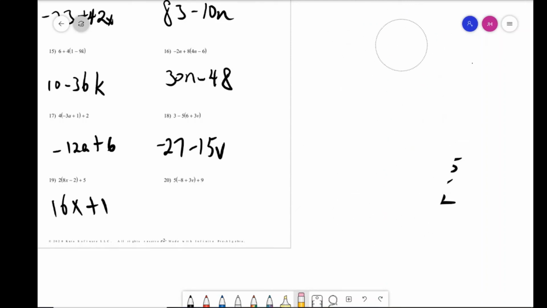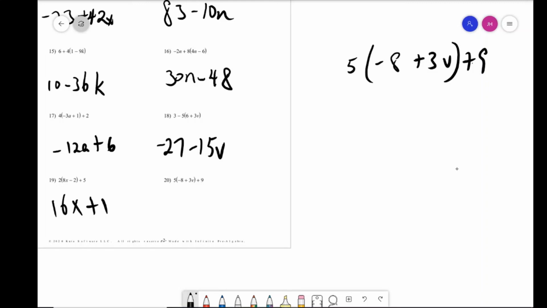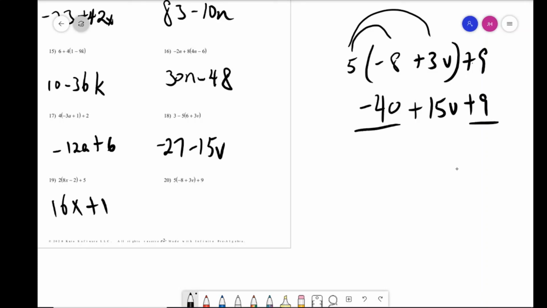Okay, here we come, the last one. There is 5 parentheses negative 8 plus 3v plus 9. Okay, so 5 times negative 8, that is negative 40. 5 times positive 3v gives you positive 15v plus 9. Combine the constants. This will become negative 31 plus 15v.